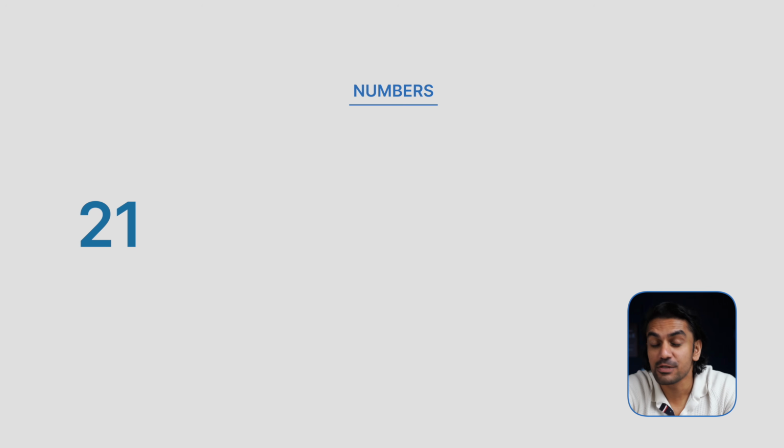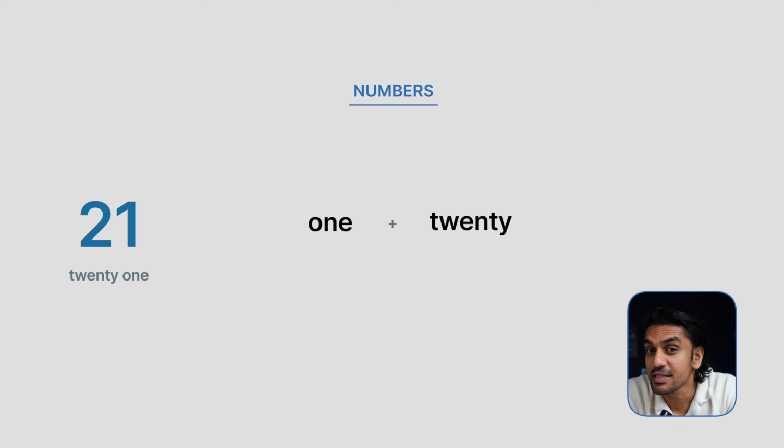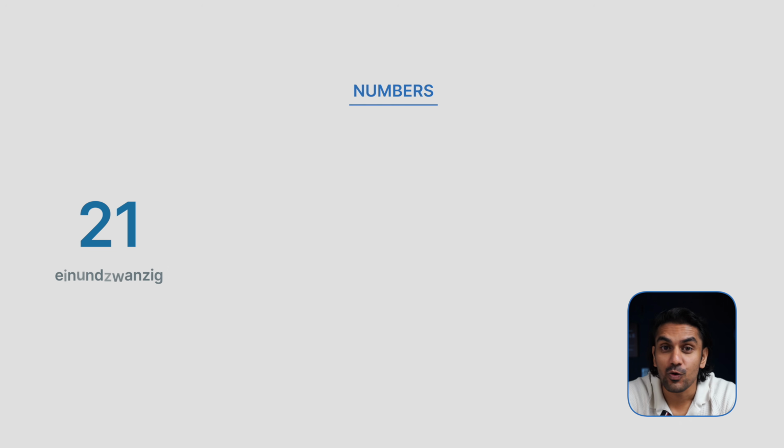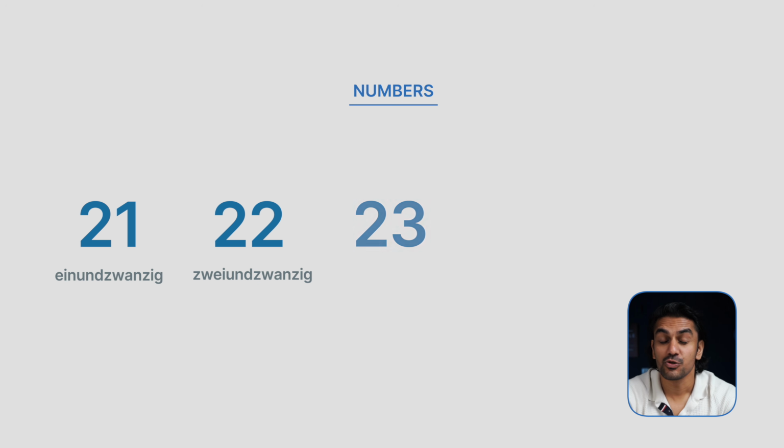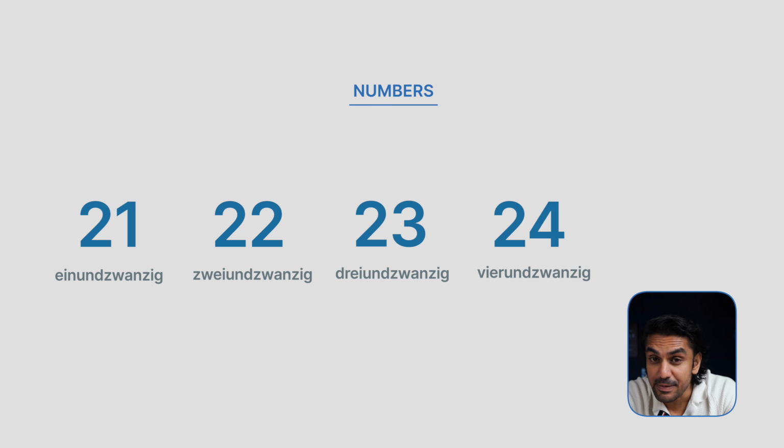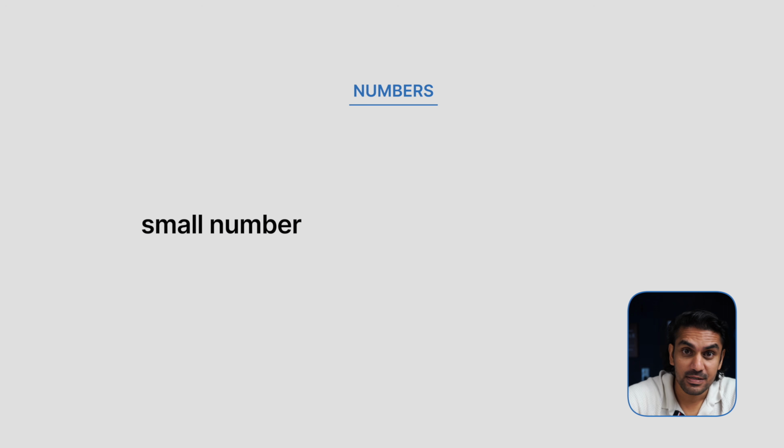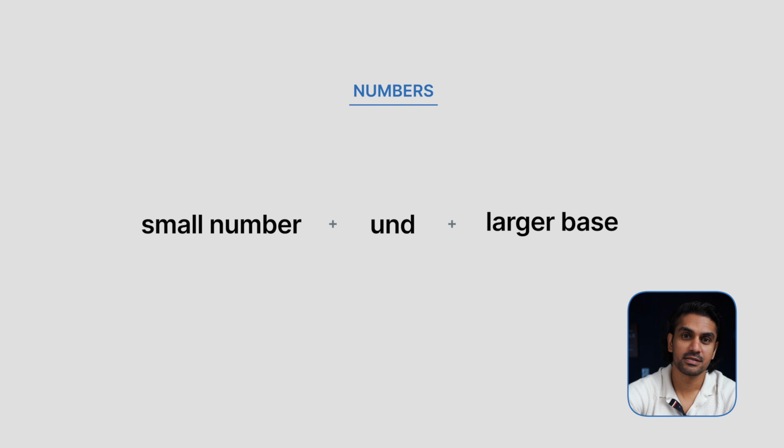Now, after 20 is where it starts to get a little tricky, especially for English speakers. In German, 21 isn't twenty-one. It's actually said the other way around. One and twenty, einundzwanzig. And the same pattern continues. 22 is zweiundzwanzig. 23 is dreiundzwanzig. And it keeps going on like that all the way up. I know, German can really mess with your brain sometimes. But don't worry, there is one golden rule to keep things simple. Say the smaller number first, then the word und, and then the larger base. That's how it works for all the numbers between 21 and 99, except for the clean multiples of 10.